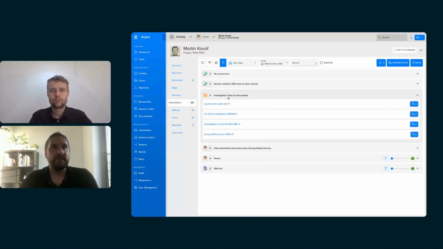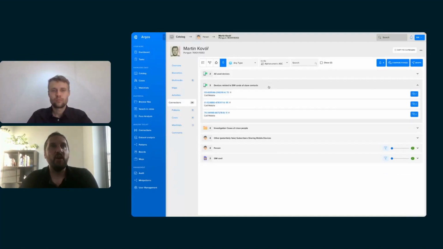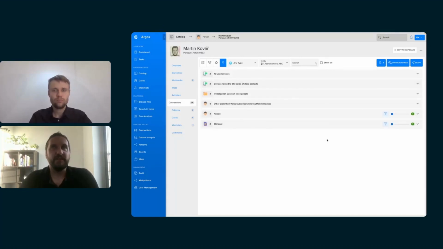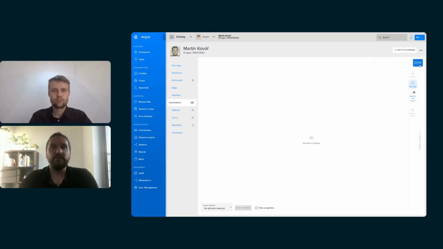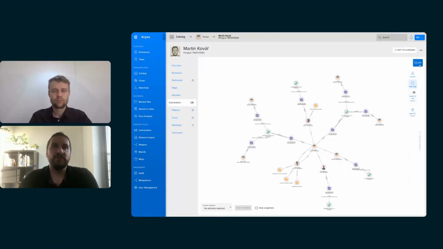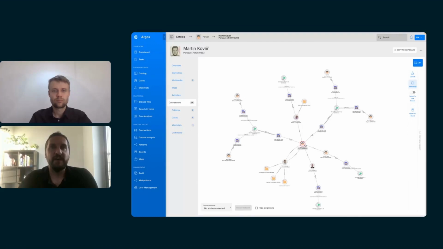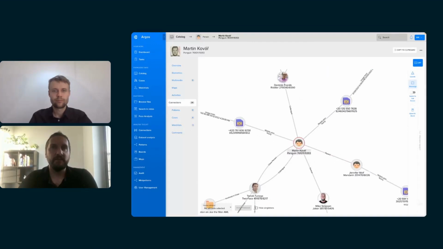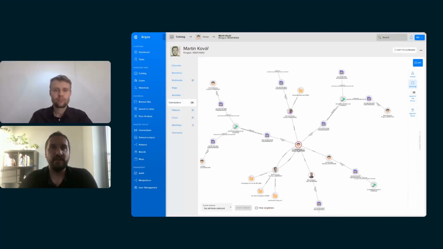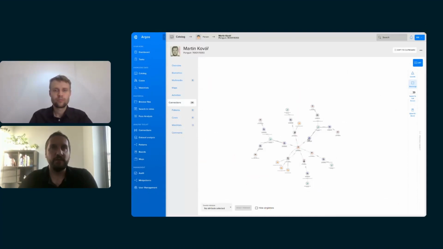For example, I can see investigation cases related to them. I can also see all mobile devices related to those people. Now, I can either visualize this information in this list view, or I can switch to network chart view, which gives you more, let's say, visual understanding. I'm in the center point of view, so this is my target, this is Martin, and I can see that these are the 2 SIM cards related to him.